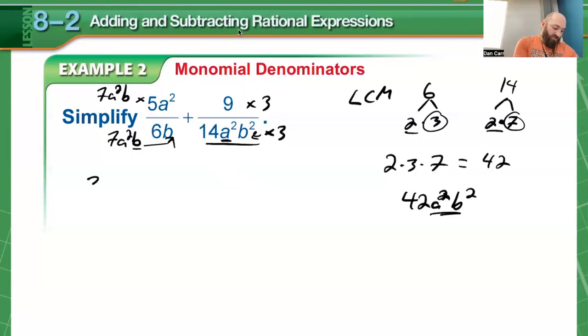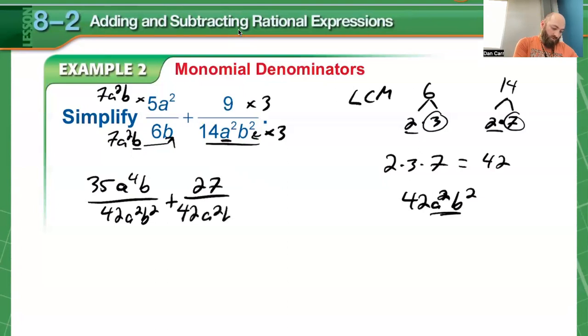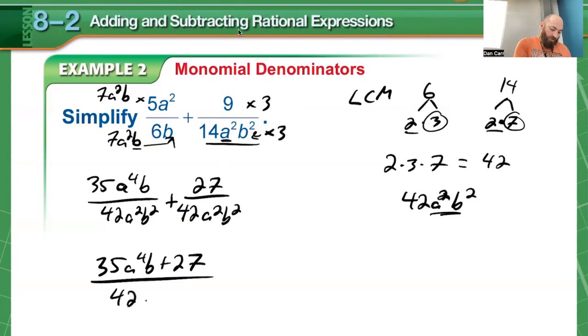So we got 7 times 5 is 35, a to the 4th b over 42 a squared b squared, plus we got 9 times 3 is 27 over 42 a squared b squared. There's no like terms here, but I can combine it together into one fraction like this, 35 a to the 4th b plus 27 all over 42 a squared b squared.